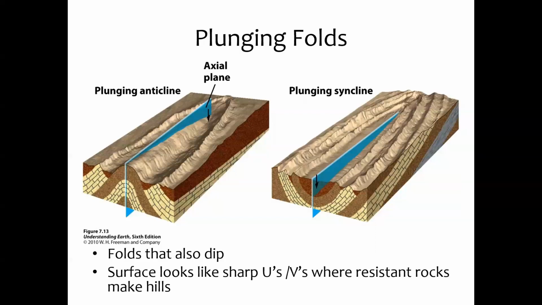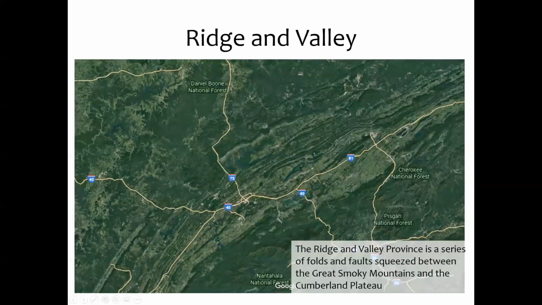So we had already brought up plunging folds briefly. They are folds that also dip, and if you look on the surface, they tend to look like sharp U's and V's, and the resistant rocks are the ones that make the hills. We see that, or things similar to it, throughout the Ridge and Valley province, of which East Tennessee at least is a part. So if we look at just the Knoxville area, here's I-81, here's I-40, Smokies are over here.